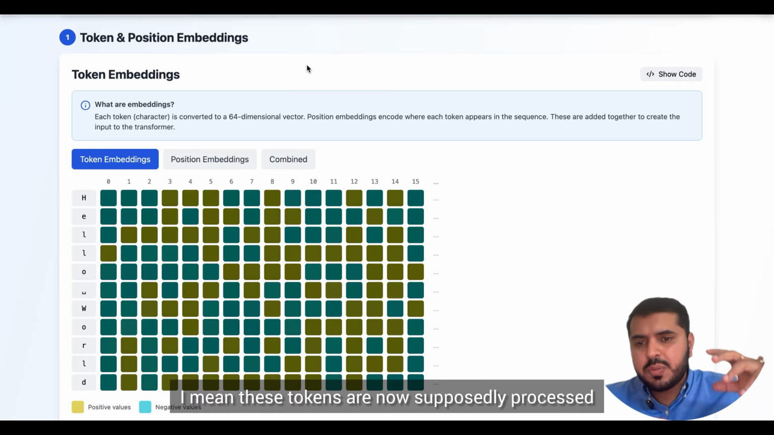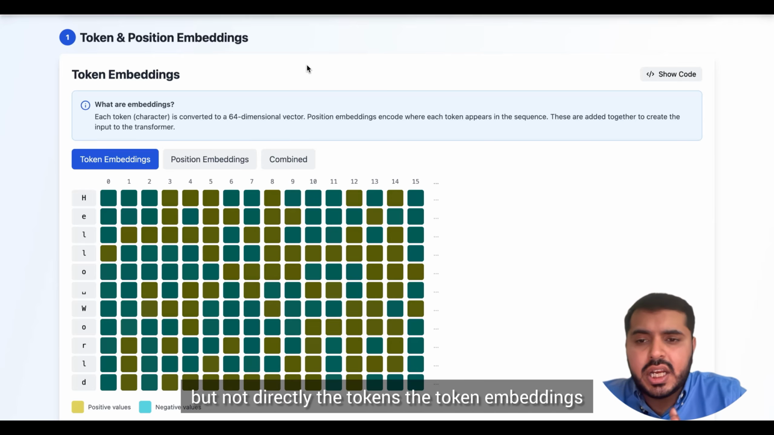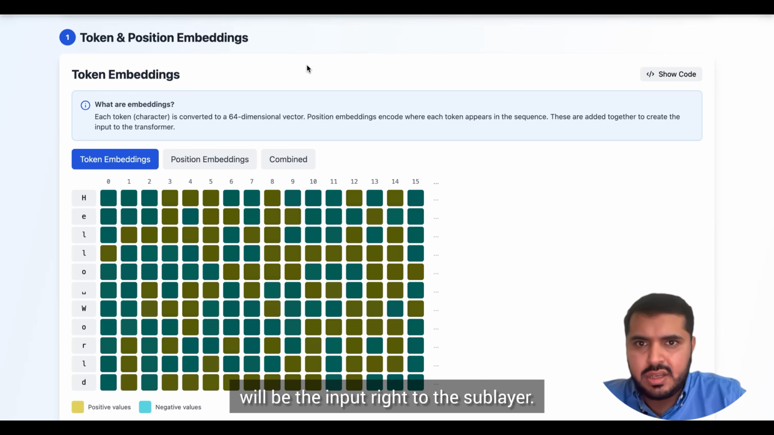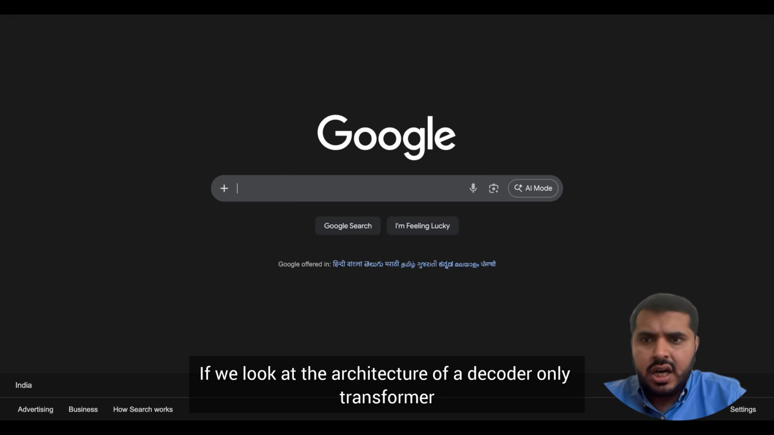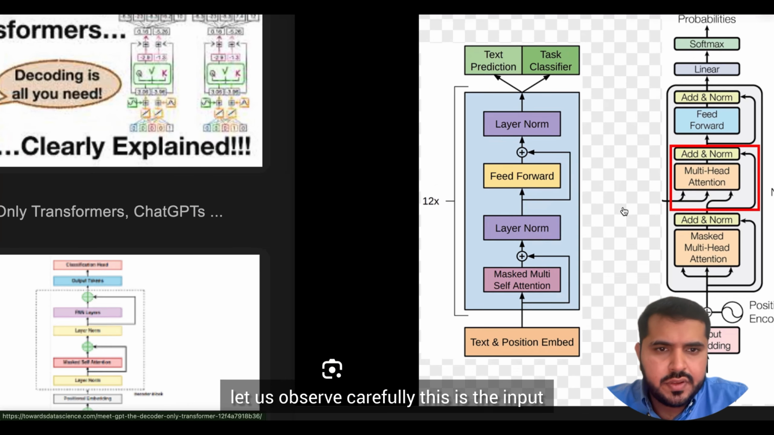And these tokens are now supposedly processed by the transformer. They act as the input, right? But not directly the tokens. The token embeddings will be the input to the sublayer. If we look at the architecture of a decoder-only transformer, let us observe carefully.